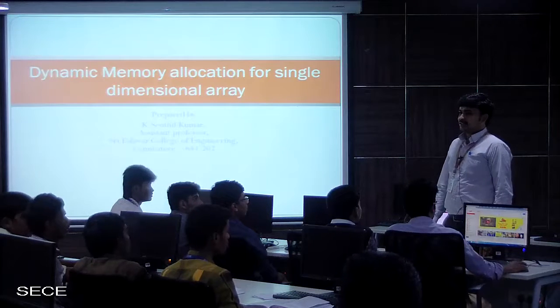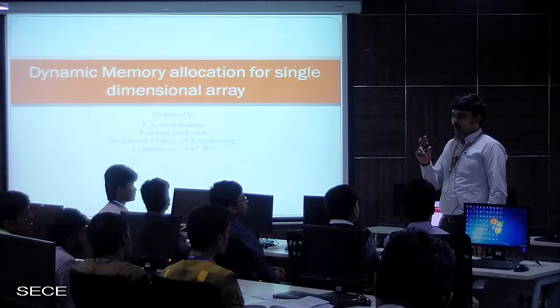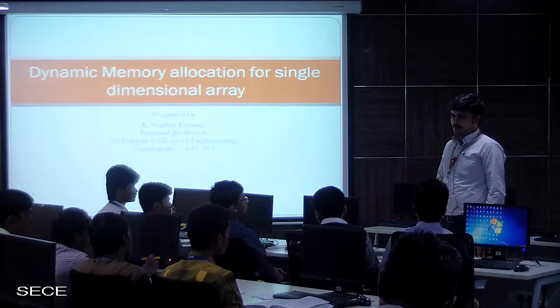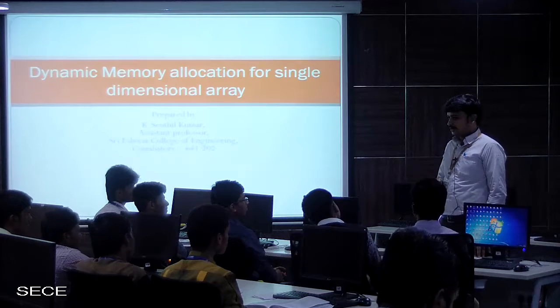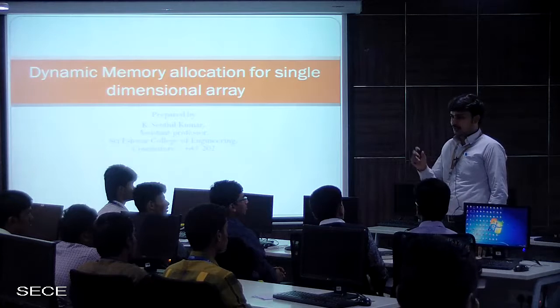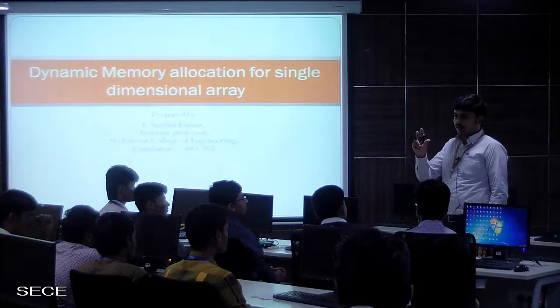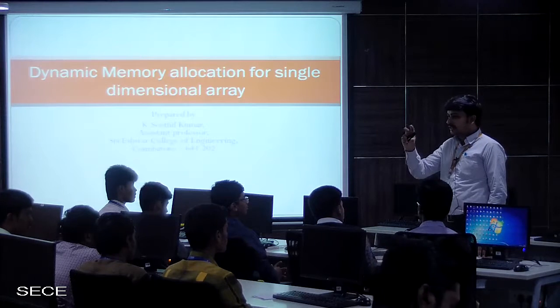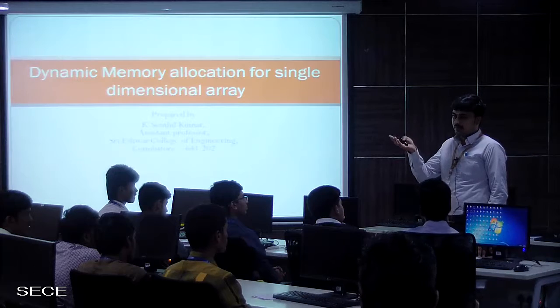Good afternoon, guys. Today I am going to teach you how to allocate memory dynamically. If you create a variable int a, then what happens? 4 bytes of memory is allocated inside your system, right? If it is an array, then what happens? If you are creating an array variable, that is int a[5], then how many bytes of memory will it create?